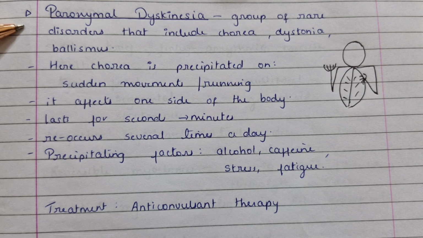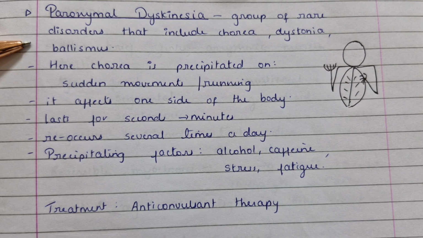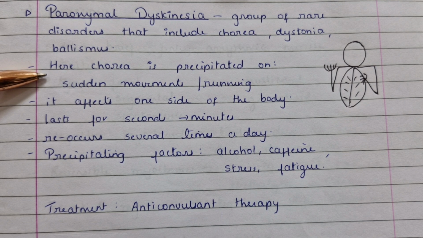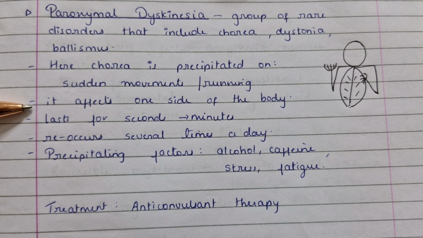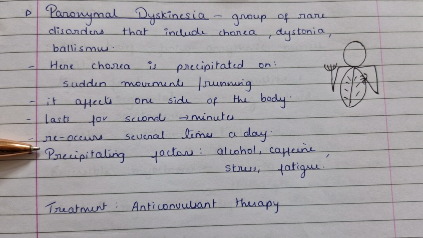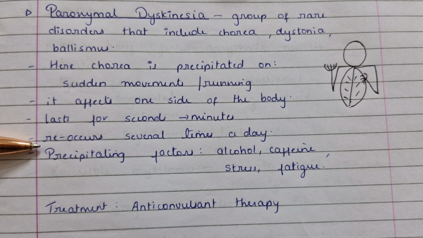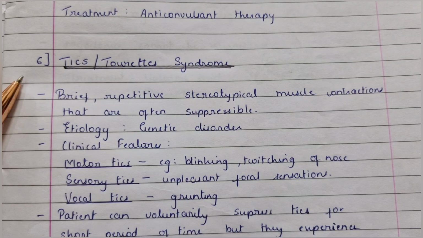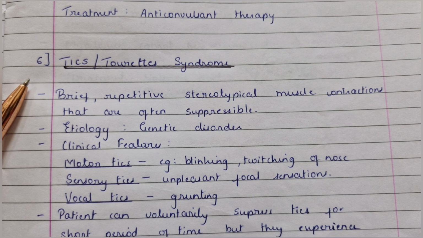Paroxysmal dyskinesia is a group of rare disorders that includes chorea, dystonia, and ballismus. Here, chorea is precipitated on sudden movements or running. It affects one side of the body, lasts for a few seconds to minutes, and reoccurs several times a day. Precipitating factors are alcohol, caffeine, stress, fatigue. Treatment includes anticonvulsant therapy.